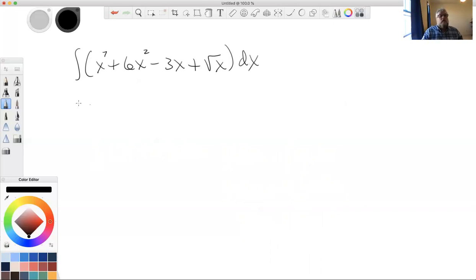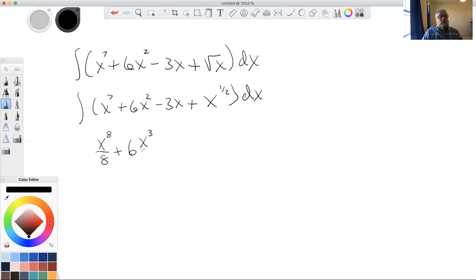Let's do this. So I'm going to break this up into individual ones. Now, the fact of the matter is, well, first we should rewrite this, right? Of course. X to the 7th plus 6x squared minus 3x plus x to the 1/2. And you don't really have to break it up into separate integrals. I know this one by itself is going to be x to the 8th over 8. And I know this one is going to be x cubed over 3. And I know this one is going to give me an x squared over 2, because n is 1, x to the n plus 1 over n plus 1.